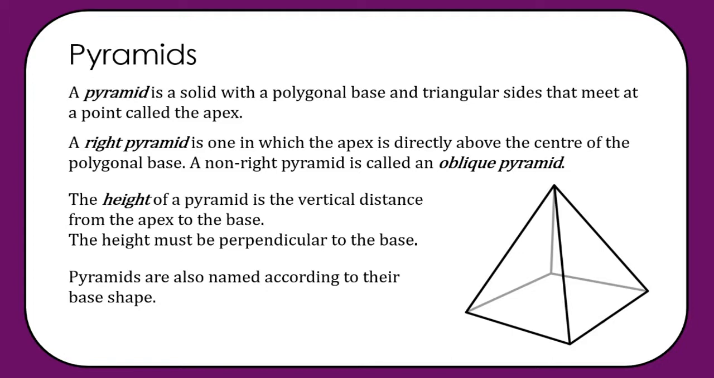The height of a pyramid is the vertical distance from the apex to the base, and that height should be perpendicular to the base. Pyramids are also named according to their base shape. So the one pictured here is a square-based pyramid or a rectangular-based pyramid.